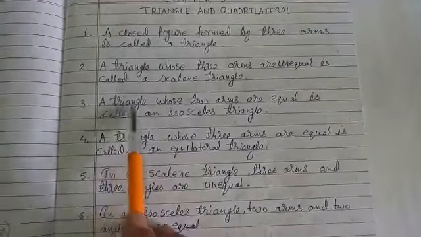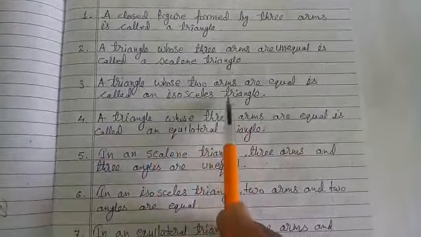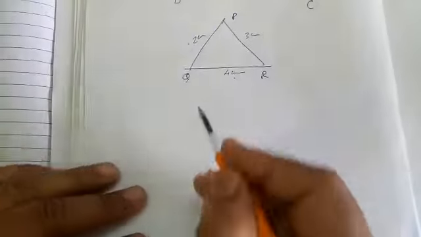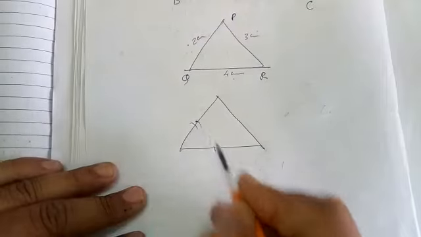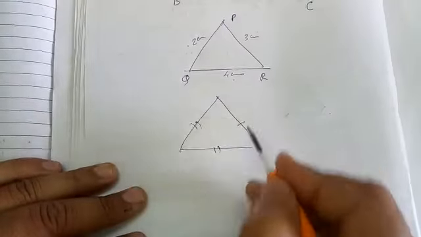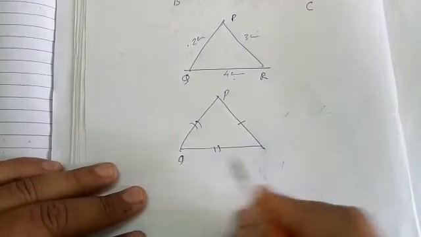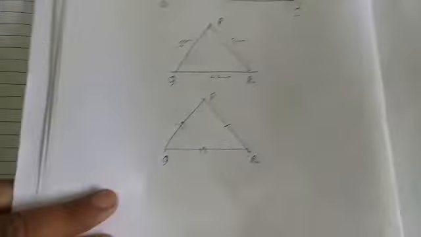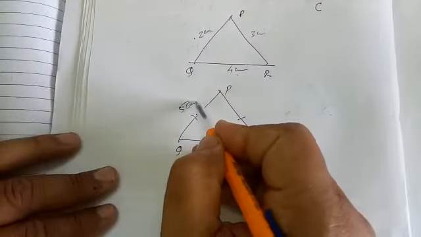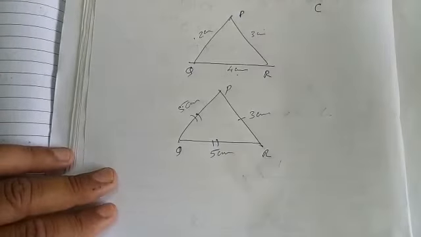A triangle whose two arms are equal is called an isosceles triangle. Two arms are equal, that means in a triangle if this side and this side are same and this side is unequal, then it is an isosceles triangle. That means if it is 5 cm, then this side should also be 5 cm and this side may be 3 cm.